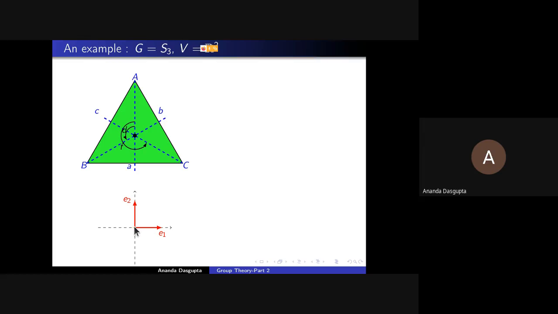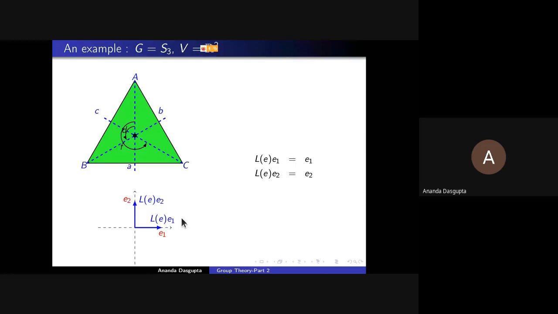On the vector space V, you can put down basis vectors E1 and E2. What we will do is apply each of the linear operations LE, LA, LB, and so on in succession on these basis vectors, find out what happens to them, and from that construct the matrix. So how does this work? LE is the linear operator corresponding to doing nothing, which of course does nothing. E1 stays E1, E2 stays E2. LE E1 is E1, LE E2 is E2.